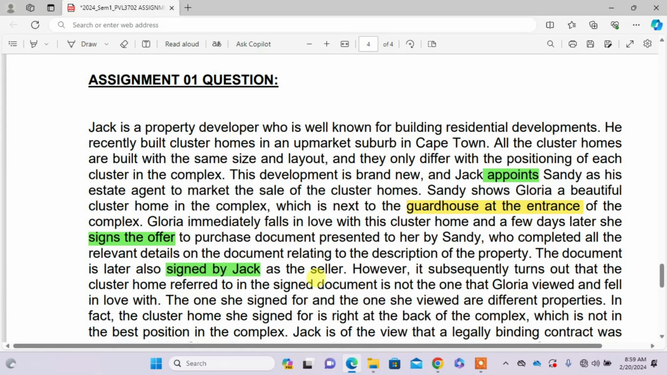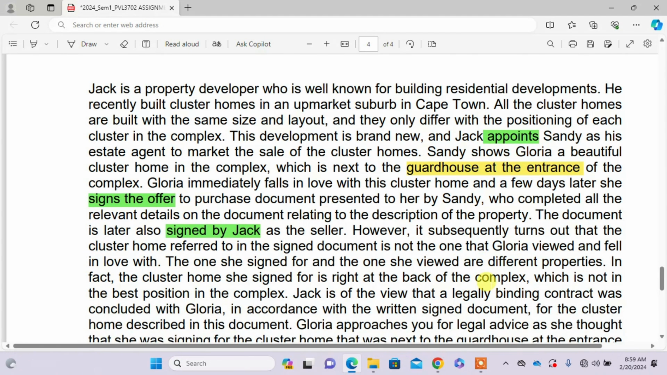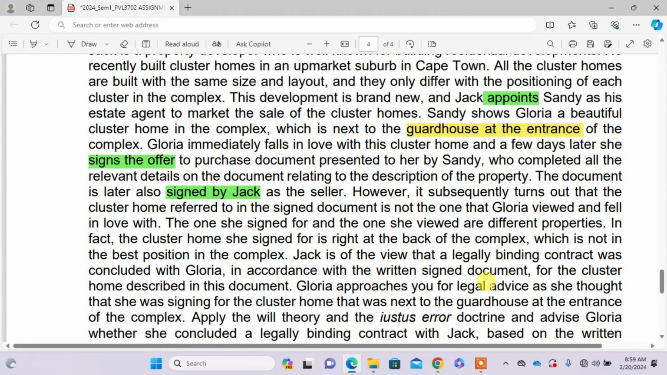Jack signed the document. However, it subsequently turns out that the cluster home referred to in the signed document is not the one that Gloria viewed and fell in love with. Now we have a problem. The one she signed for and the one she viewed are different properties. Let's note this one down. It's a different property.